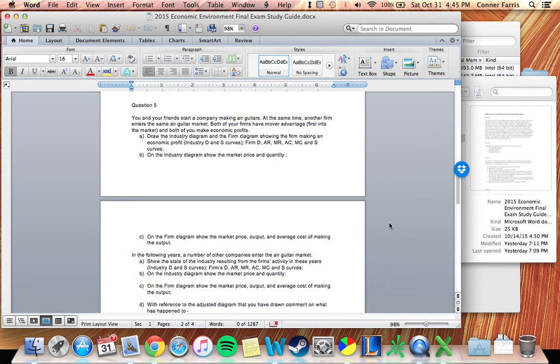So let's see. So this is my air guitar example. This is perfect competition. So we have you and your friends starting a company making air guitars. At the same time, another firm enters the same air guitar market. So we have a very small number of firms starting in this new industry. Both of your firms have first-mover advantage in the market. So you're going to make economic profits, which doesn't happen in perfect competition for very long.